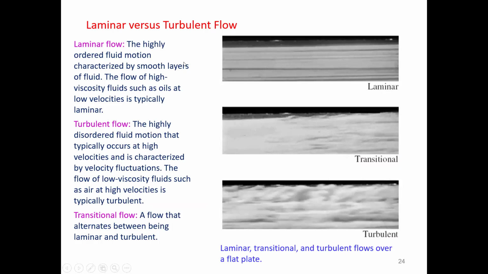Next classification is laminar flow versus turbulent flow. Laminar, the word itself indicates uniform. If the fluid is flowing in an orderly manner, then that kind of flow we can call laminar flow. Turbulent flow, in the sense, is if the fluid moves in a zigzag manner, then that kind of flow we can call turbulent flow. In between laminar and turbulent, the phase is known as transitional flow. In the sense, the flow alternates between laminar and turbulent, and that small region is known as the transitional region.